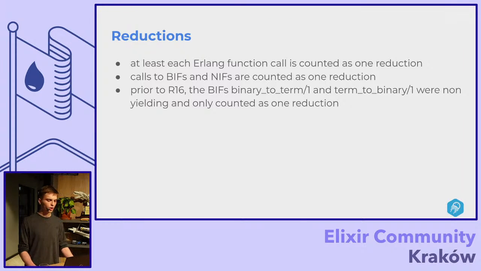Also, prior to R16, some very important BIFs, like binary_to_term and term_to_binary, were non-yielding, and they counted as one reduction. So binary_to_term and term_to_binary are BIFs used for serializing Erlang terms into the binary format. And when you passed a very big Erlang map or list prior to R16, it could make our scheduling process misbehave. The question is, how can we deal with this?